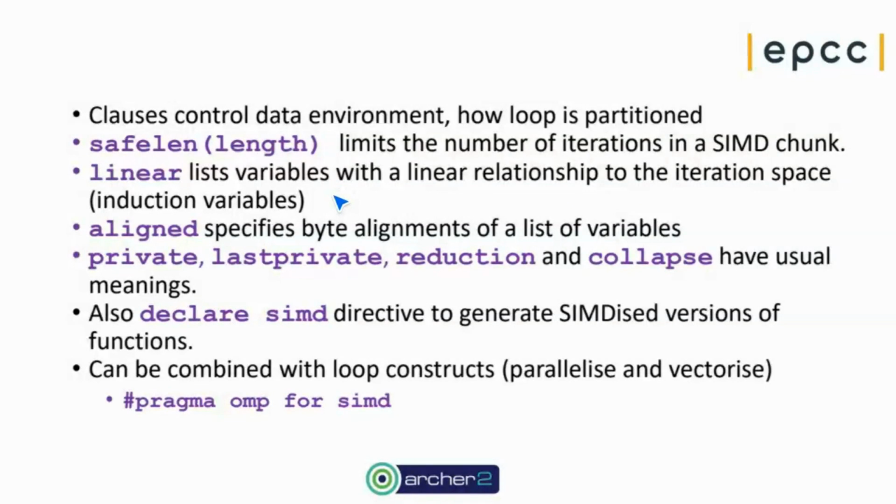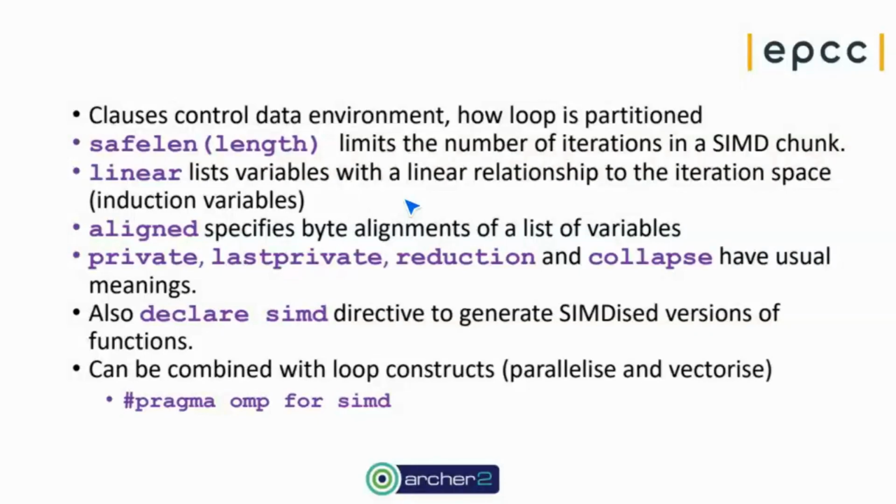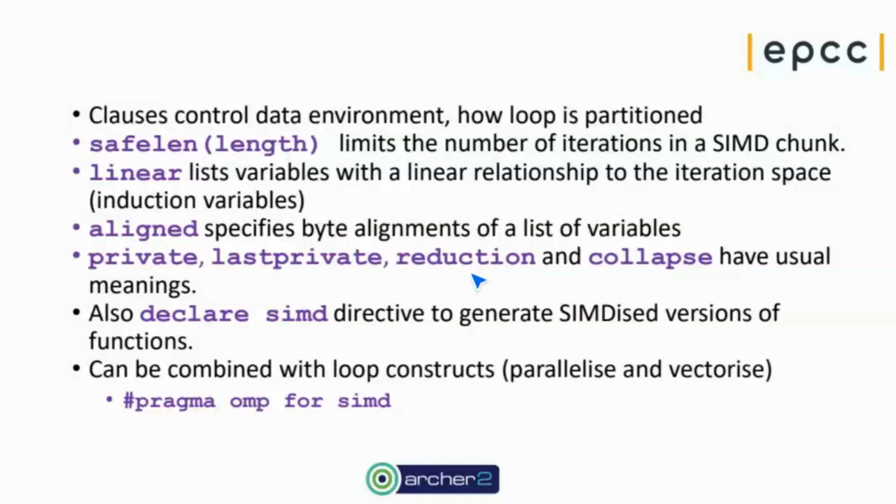There's a way of dealing with induction variables. With the linear clause, you can list variables which have a linear relationship to the iteration space, things which are incremented by a constant amount in every iteration. You can just list those in a linear clause, and the compiler will deal with those for you. We've already seen the alignment clause, to specify byte alignment. Other things like data scoping, private, lastprivate, and reduction, so you can handle reduction variables, and you can also do loop collapsing.